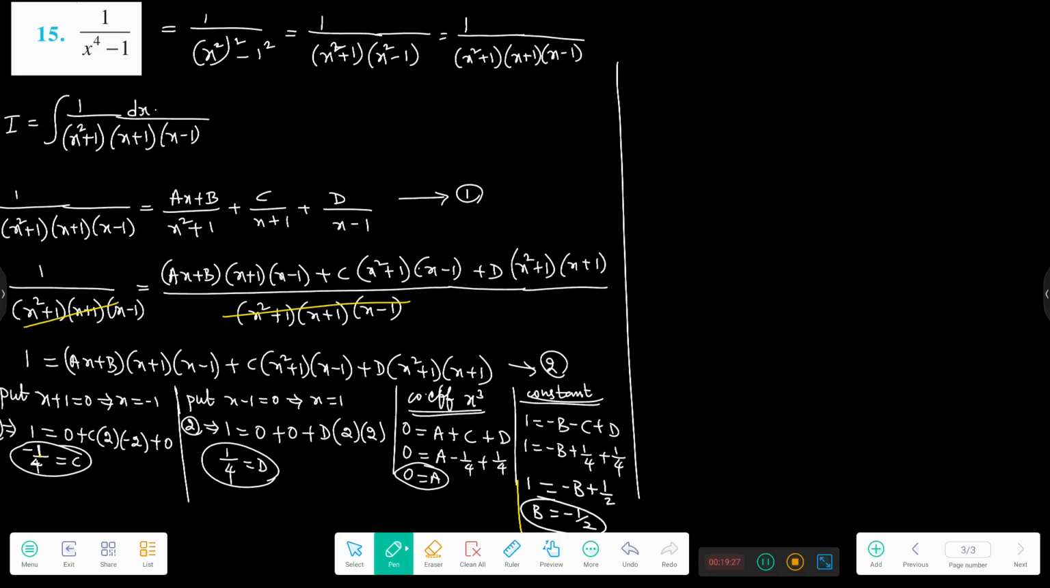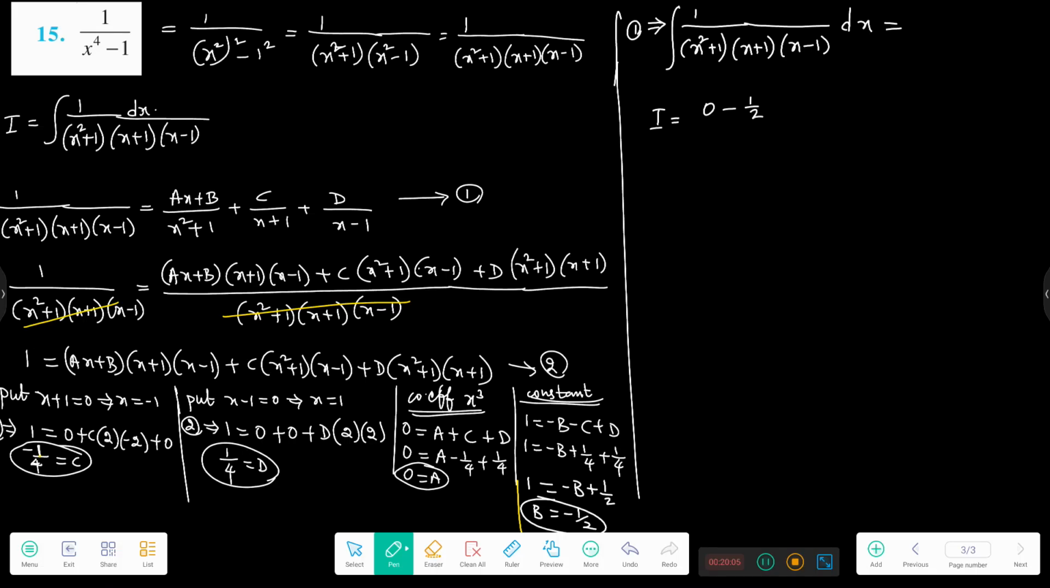Now take A, B, C, D in 1, we can substitute. So that 1 implies, what is 1 actually? 1 divided by x square plus 1 into x plus 1, x minus 1. Okay. So when you apply integral for this, you will be getting something that I am writing below. That is I is equal to what? Sir, I'm substituting everything here. A value they said 0, right? So 0 plus B value, minus 1 by 2.